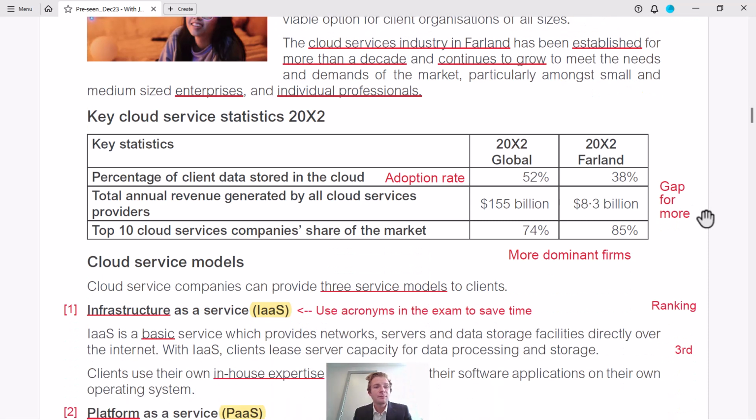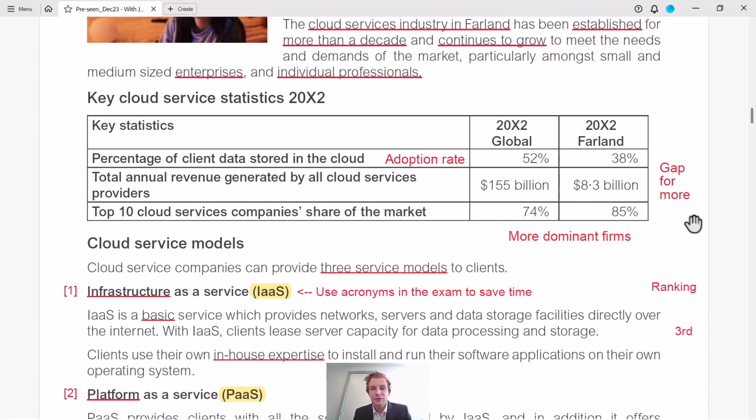We were then given some key cloud service statistics for 2022 for the period. Again, the adoption rate: globally, the percentage of client data stored on the cloud is 52%, and 38% in Finland, where the company is based. So you've got to say to yourself straight away, okay, there is absolutely a gap there for more. There's potential room that the company NCTech could make use of to actually improve its services.